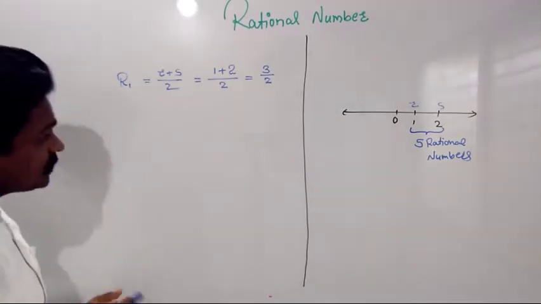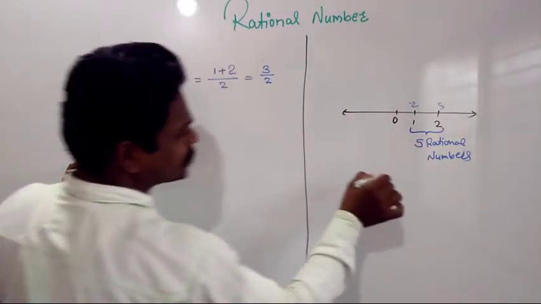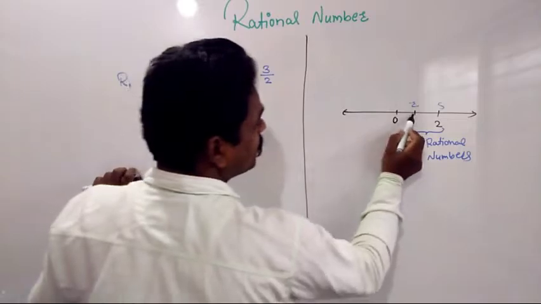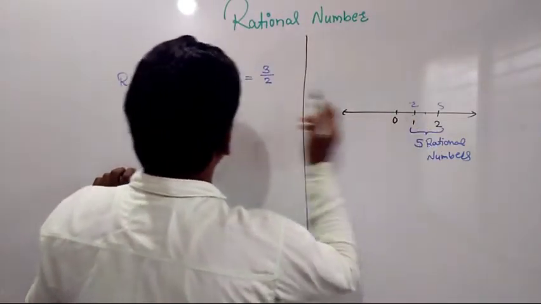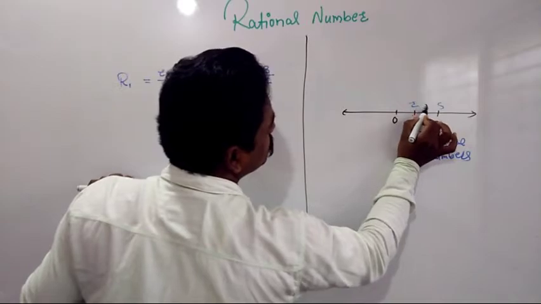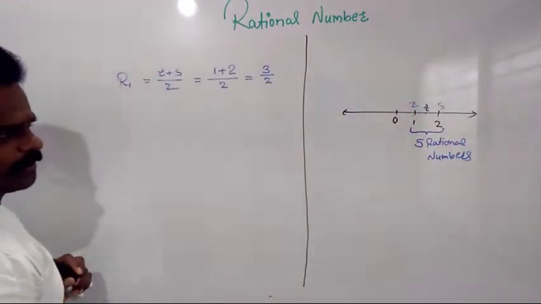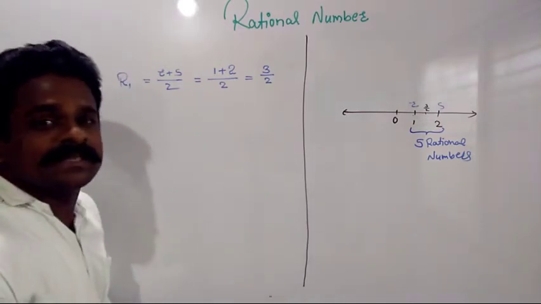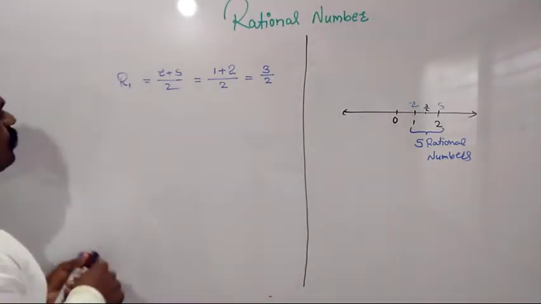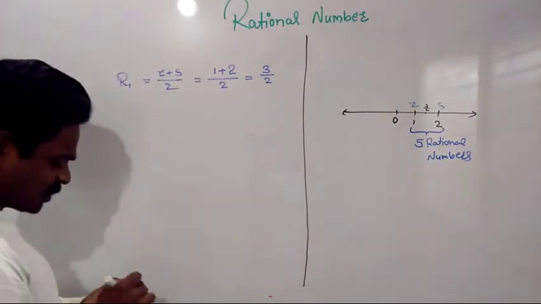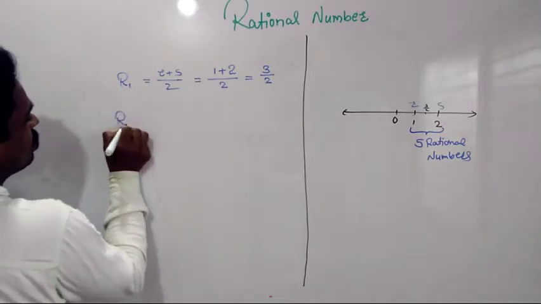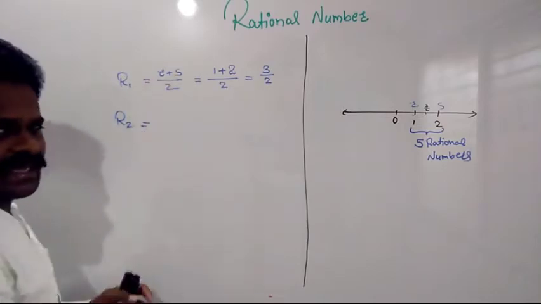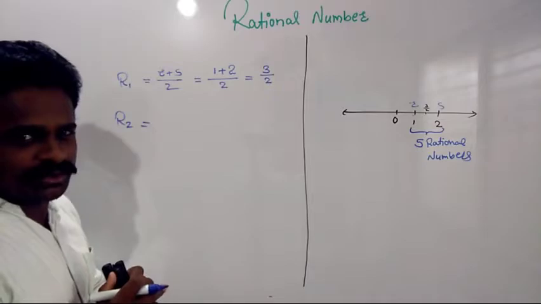So this is the first required rational number in between 1 and 2. It is 3 by 2. Now we will repeat the procedure in a similar manner. We have completed the first rational number. Now the second rational number R2 is again R plus S divided by 2, but here the values of R and S you can change.